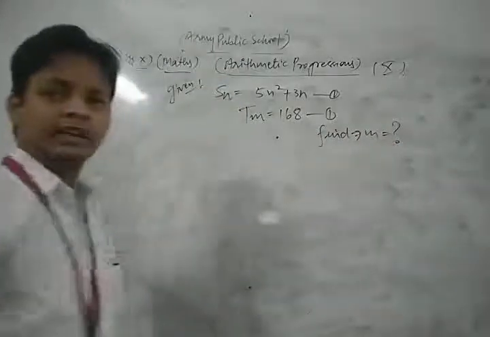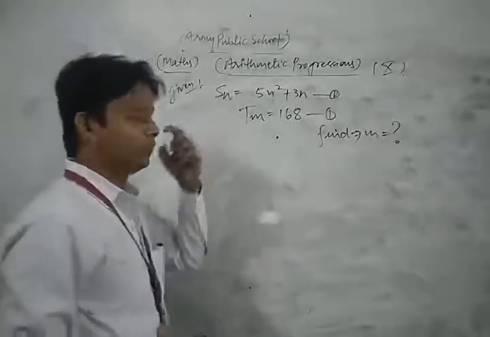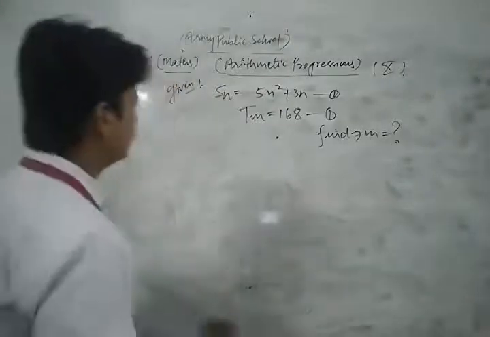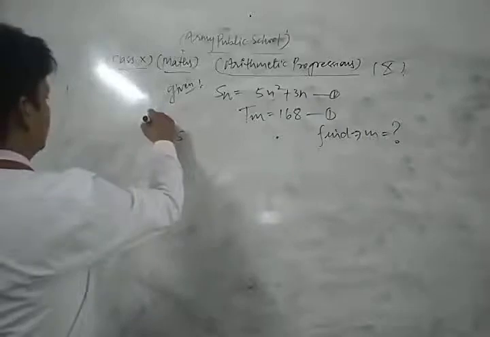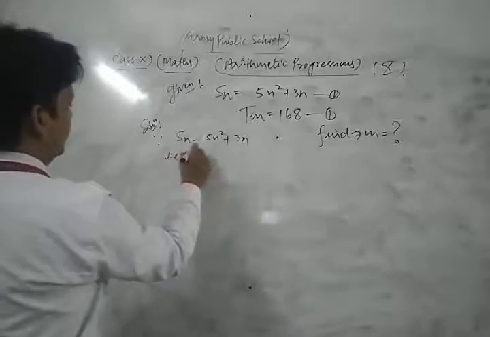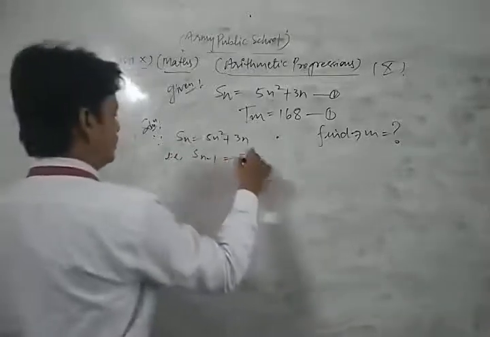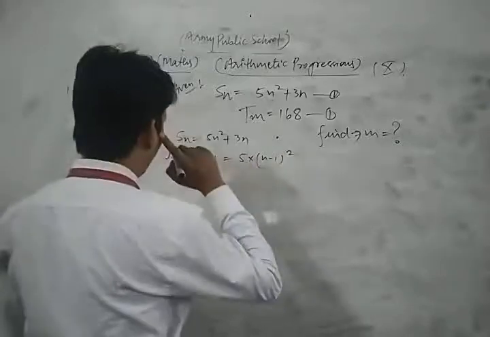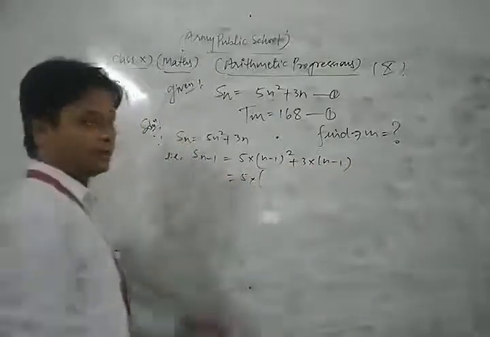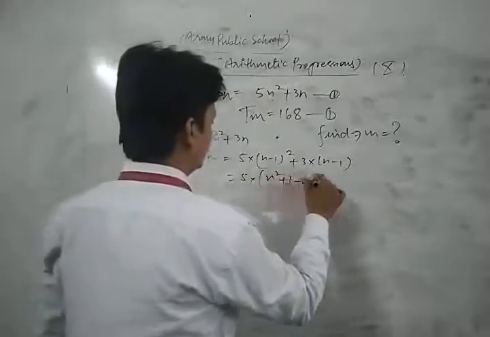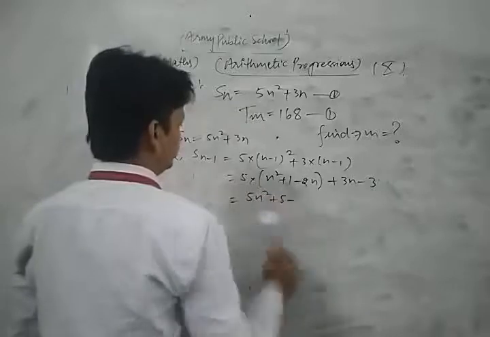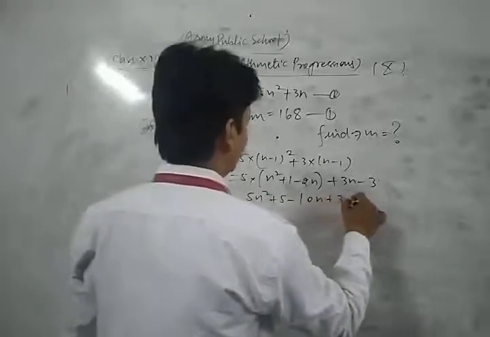Okay. Now, first of all, from that we find its nth term, and we already discussed the concept to find the nth term of an AP. Let's see its solution. Sn is given as 5n square plus 3n, so Sn minus 1 is equal to 5 into n minus 1 whole square plus 3 into n minus 1. So 5 into a square plus b square minus 2ab, plus 3n minus 3. Now this is 5n square plus 5 minus 10n plus 3n minus 3.